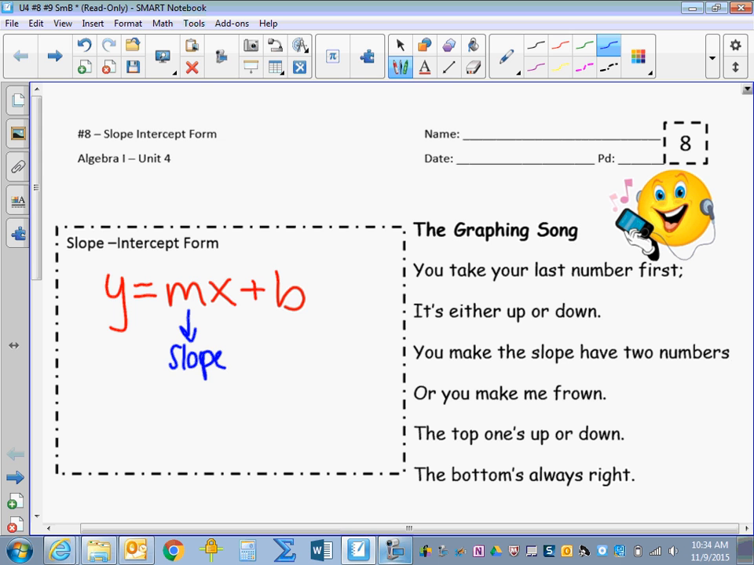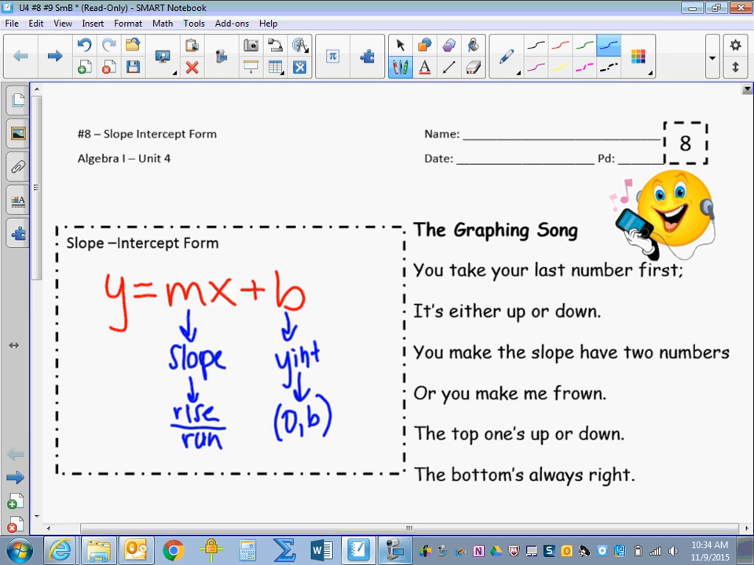Remember, slope is rise over run. It's rise up out of bed before you can go running. So rise over run: how much we go up or down, and then how much we go left or right. And then our b value is my y-intercept. My y-intercept is where it crosses my y-axis. Our x value is 0, and b becomes that y value for my y-intercept.